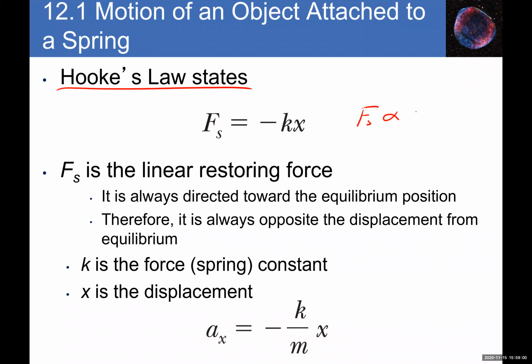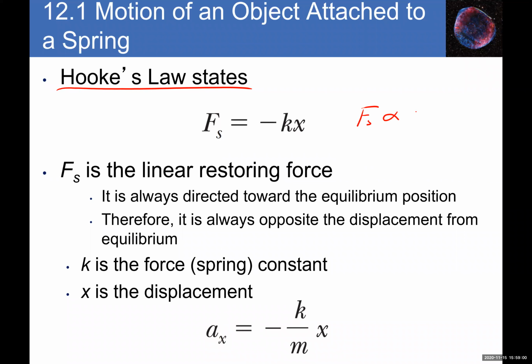So the value of k, if it's, let's say, in hundreds or thousands, that means it's a stiff spring. And if the constant is a few newtons per meter, maybe in the tens, something like that, then it's relatively loose. And obviously the m is the mass of the block.